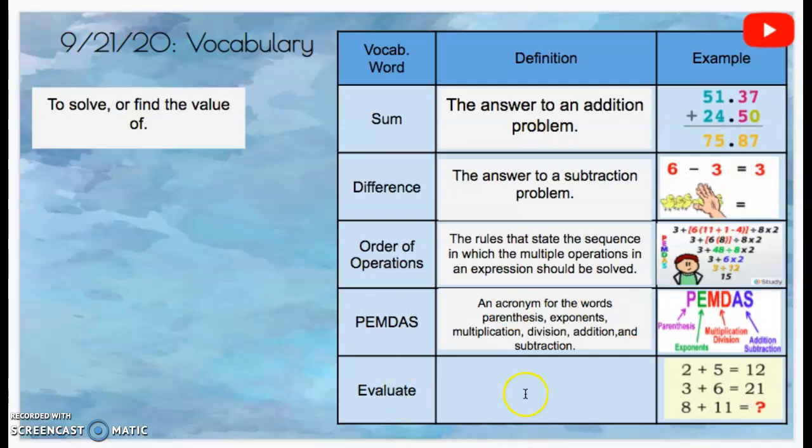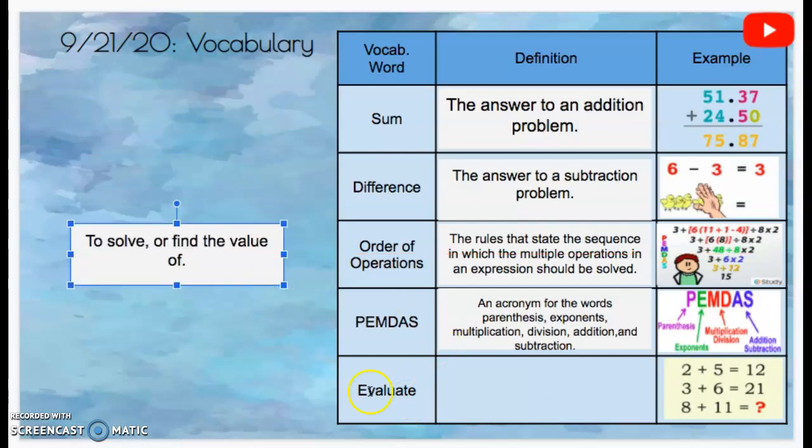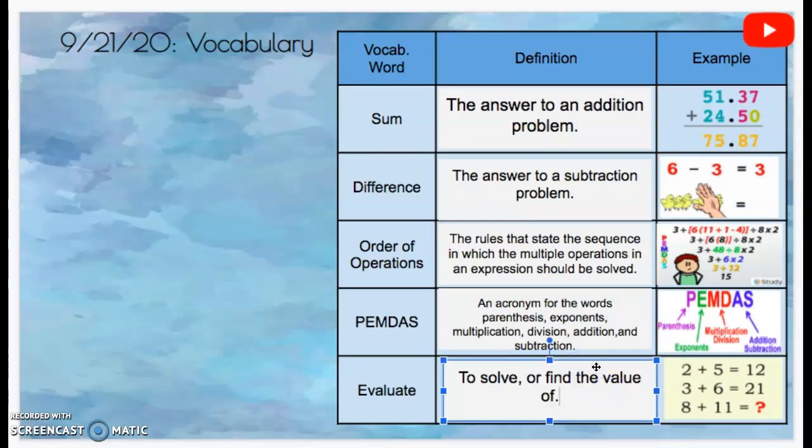The last one, it should match up here. Let's make sure. Evaluate. Does that mean to solve or find the value of? It sure does. So go ahead and put that in this box, and then, whoa, why won't it go this way? Whoa. All right, so evaluate, when you have something, they're solving these, 8 plus 11, they're evaluating these. And then you are all set with vocabulary.